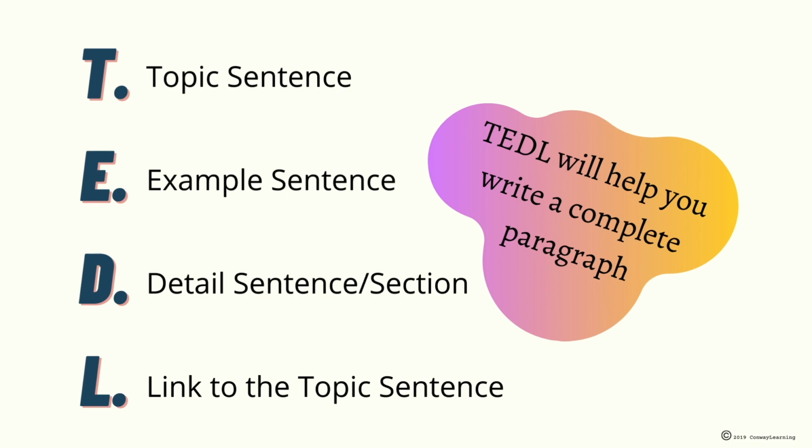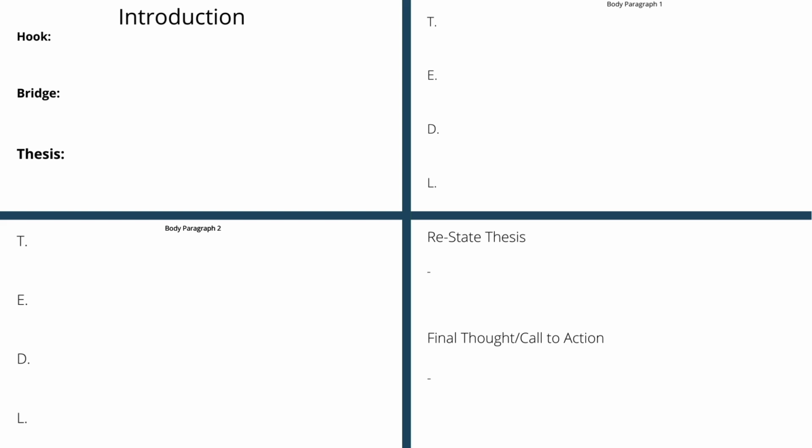constructing your paragraphs. But this can work along with this model here, which you might recognize as the 4-square model if you've had a teacher show you this in the past. And here you'll see an outline for a full essay. You've got hook, bridge, thesis in the box right up here at the top. And then you've got 2 squares with TEDL, and then a final square with restate thesis, final thought, call to action. So we've got an introduction paragraph, 2 body paragraphs, and a conclusion paragraph in this chart.